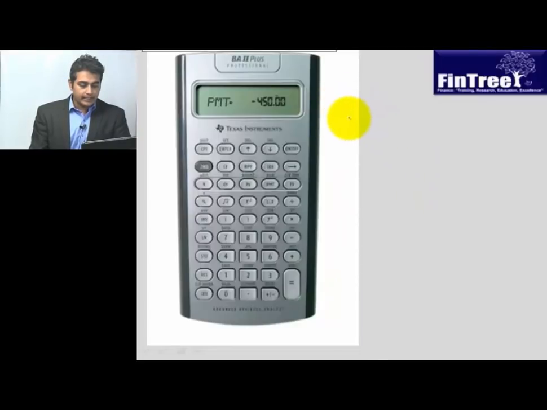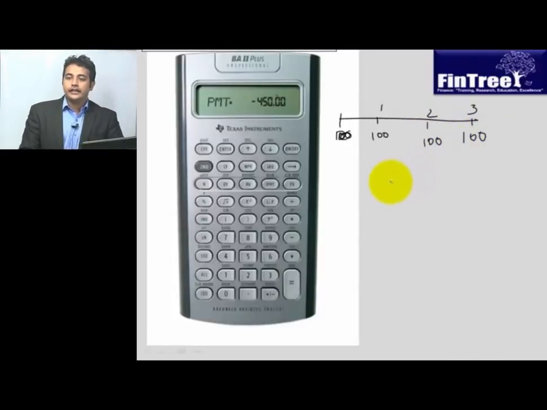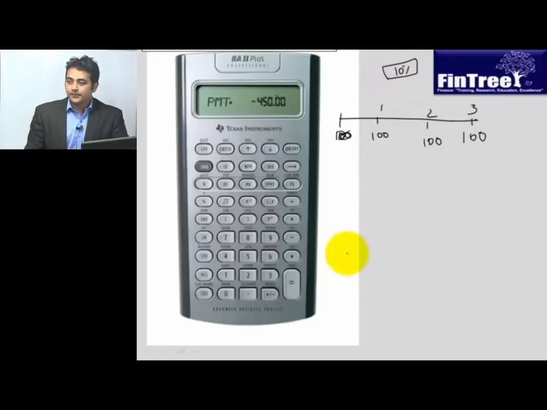Let us say that every month you decide to invest 100 rupees. So this is year 1, this is 2, this is 3. You've made an investment of 100 rupees for 3 years. The interest rate given by bank is 10%. Can you find out how much money you will have at the end of year 3? Have you understood the question?